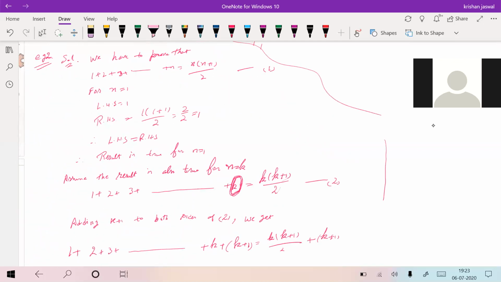Now we have to prove that the right hand side is equal to the left hand side. If we put k plus 1 in place of n in n into n plus 1 over 2, we get k plus 1 into k plus 1 plus 1, that is k plus 2, over 2. This is our answer.